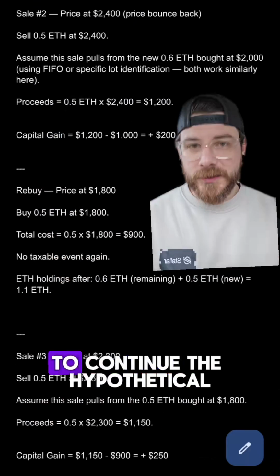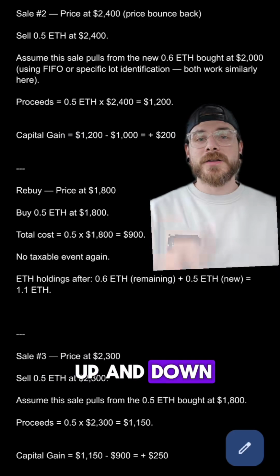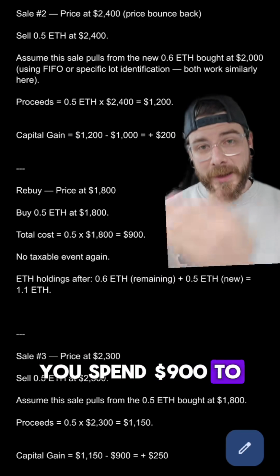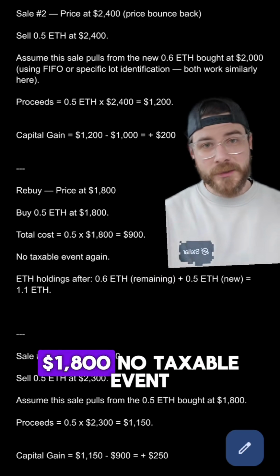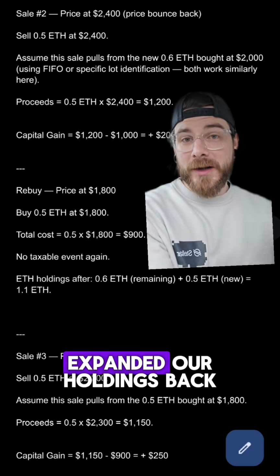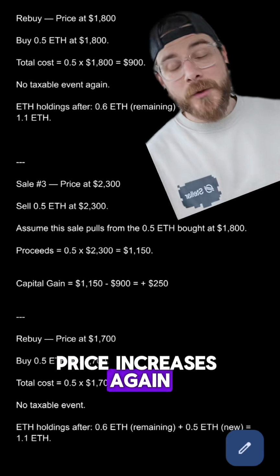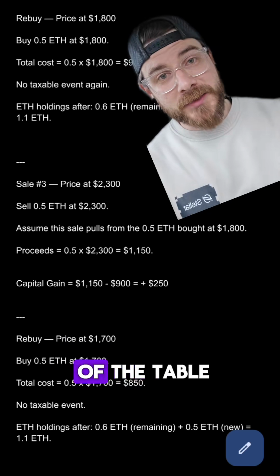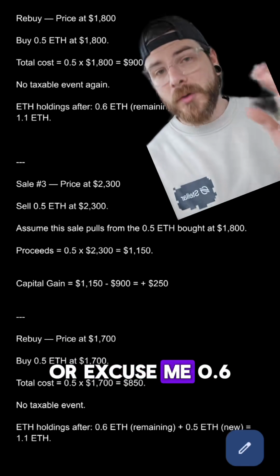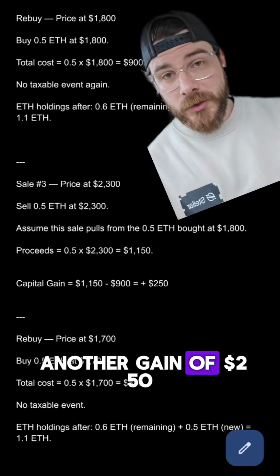To continue the hypothetical, let's say the price crashes again, right? We've been seeing this yo-yo effect going up and down. Let's say the price goes to $1,800 and you decide to buy a little bit more. You spend $900 to buy half of an ETH back at a price of $1,800. No taxable event, this is just a purchase. As it stands now, we have a cash reserve and we have re-expanded our holdings back up to 1.1 ETH. To keep the pattern going, price increases again and we decide to de-risk and take some profits off of the table. This adds $1,150 to our cash reserve while still keeping half of an ETH, or 0.6 of an ETH in our position. Remember, now we've netted another gain of $250.